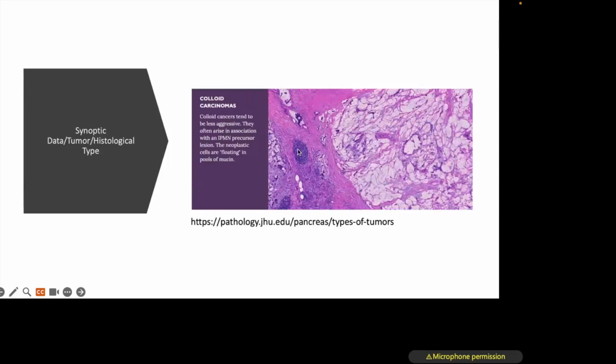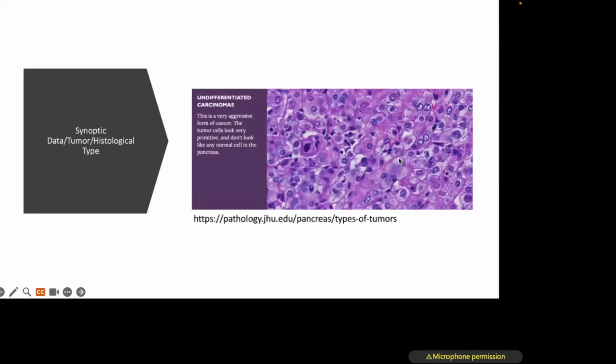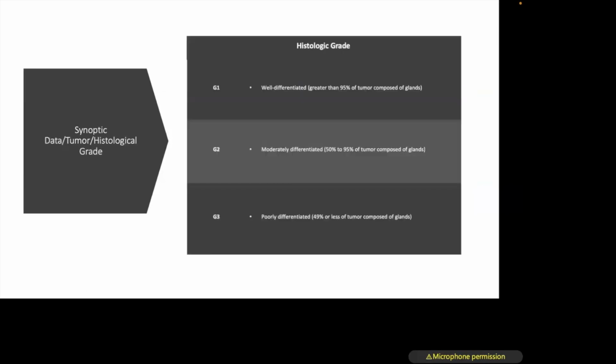Okay, so this is an example of a colloid carcinoma. They tend to be a bit less aggressive. They're associated with IPMNs, and they're characterized by these epithelial tumor cells floating in pools of mucin. This is an example of an undifferentiated carcinoma. This is a very aggressive form of carcinoma. It basically doesn't look like anything, and it doesn't stain for anything with our immunohistochemistry.